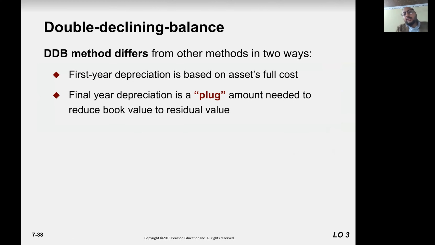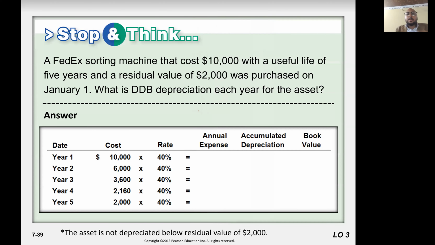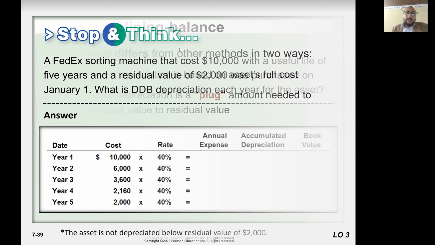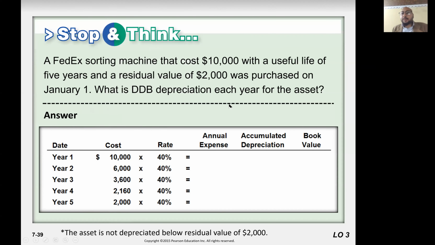So, like I told you, the final depreciation is a plug amount needed to reduce the value to the residual value. Now, it's time to think about that. I think this would be necessary. Let me set up the breakout room. Please take a picture and find out the depreciation, accumulated depreciation and the book value here. I'm making 3 breakout rooms, okay? Please accept.